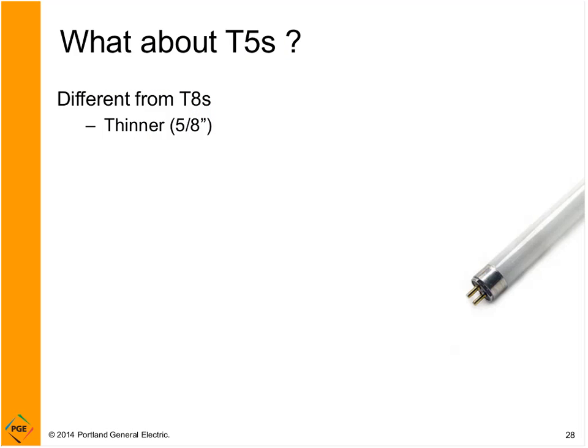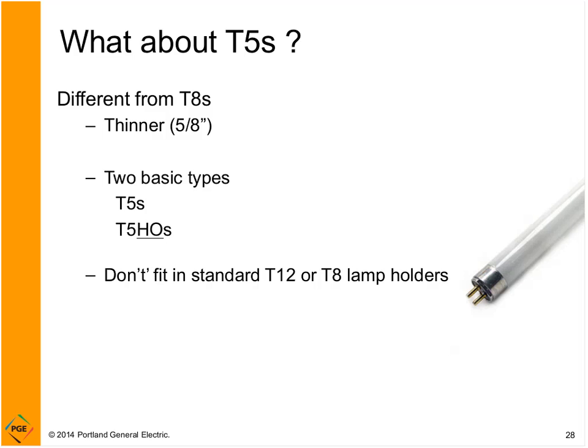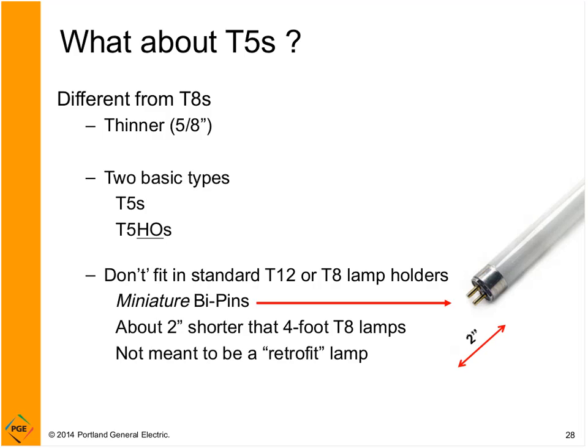So what about T5s? Since they're thinner, wouldn't they always be better? Well, sometimes. There's 2 basic types. There's the standard T5, and then there's really bright T5s that are called high output, or HOs. But they don't fit in the standard T12 or T8 lamp holders because they have miniature bipins and they're about 2 inches shorter than the standard 4-foot T8 lamp. So this is not meant to be a retrofit lamp. It's going to be best when it's used in new fixtures.